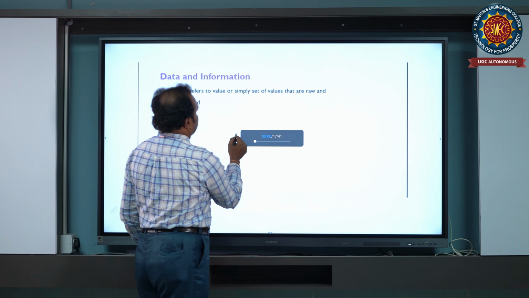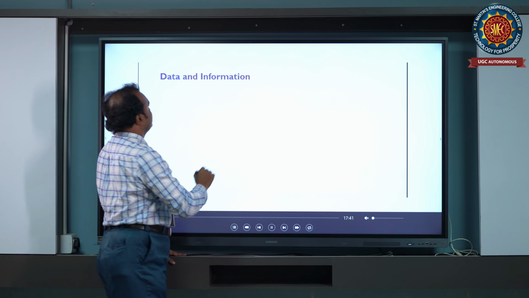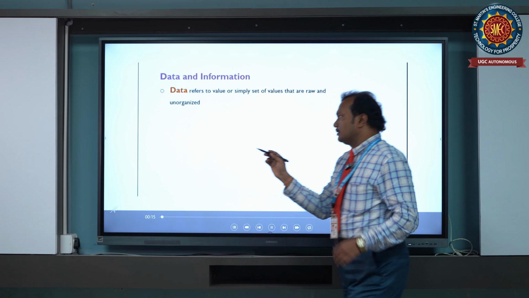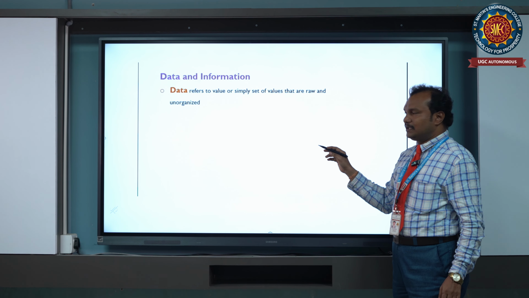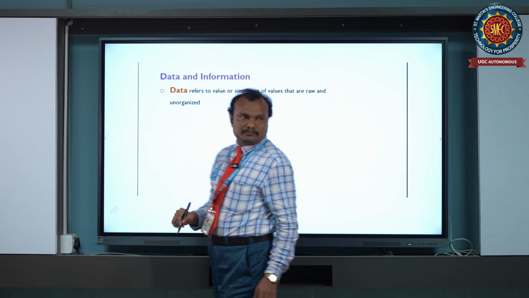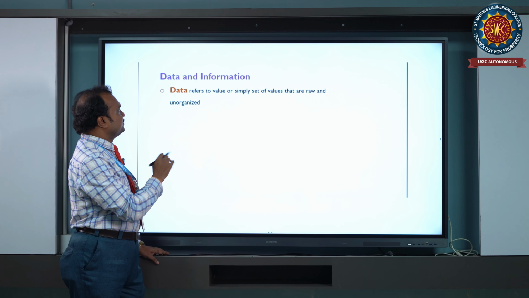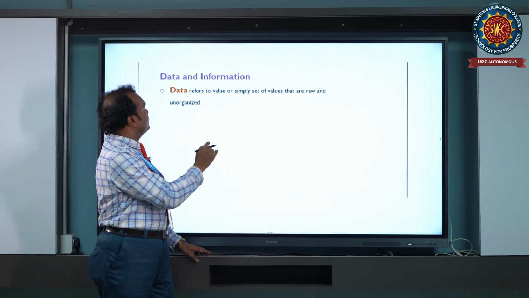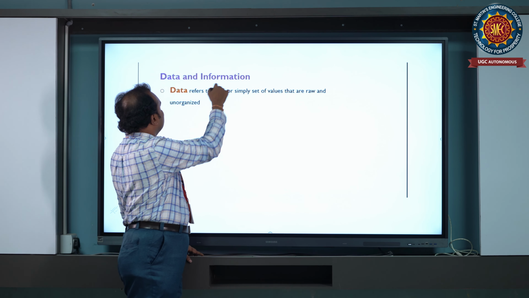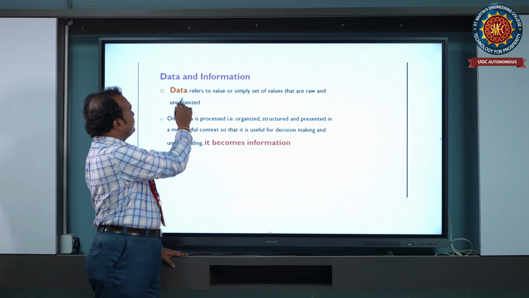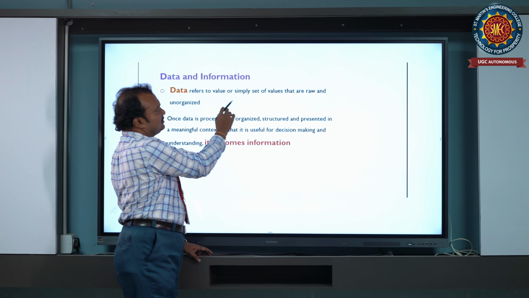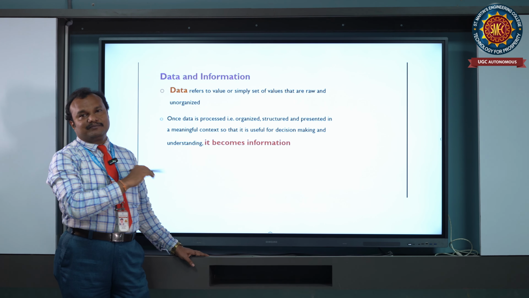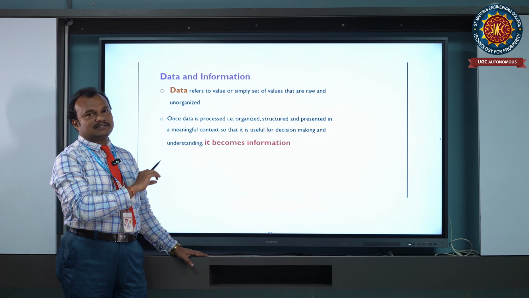So static data structures are arrays. Dynamic data structures are stacks and queues. Coming to the non-linear data structures, trees and graphs. So here if we see this one, data and information. So what is data? Data refers to values that are unorganized. But coming to information, information is in a well structured format.